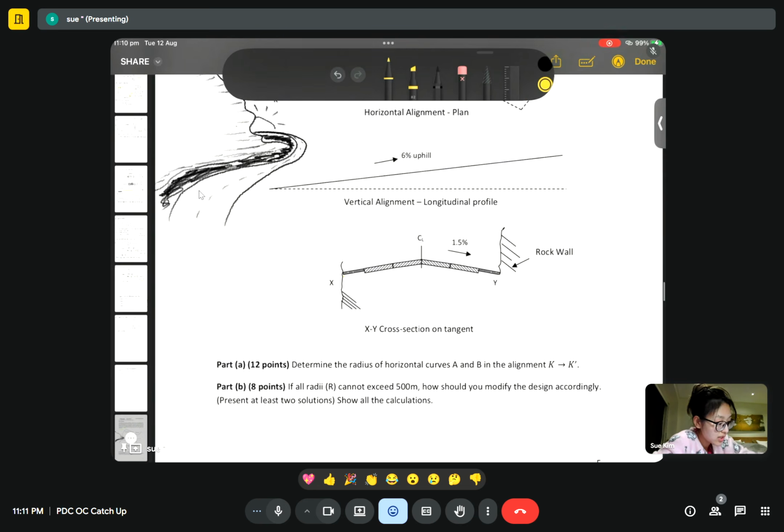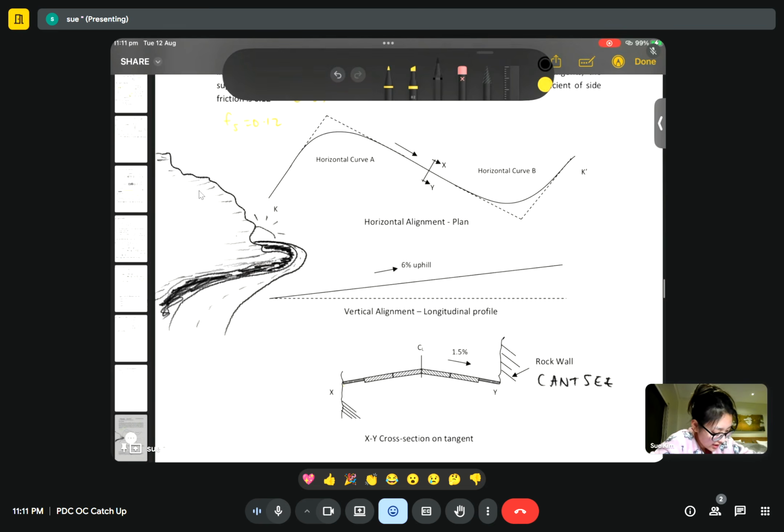So if it says there's a rock wall, what's the main thing you need to keep note of? It's that you can't see around the corner. So if my car is here, I can't see past this wall. I can't see what object is here. So how thick the wall is going to affect my stopping sight distance, which will come into play later.